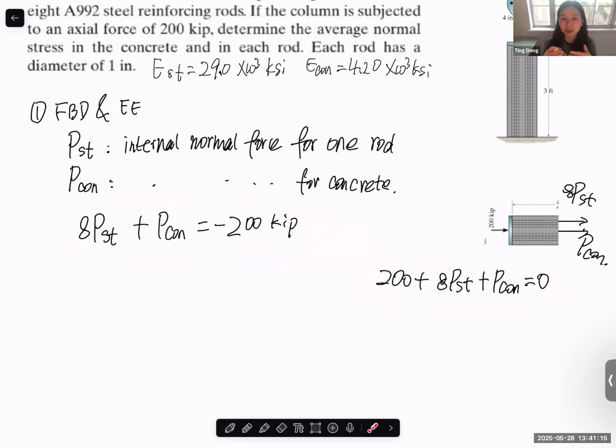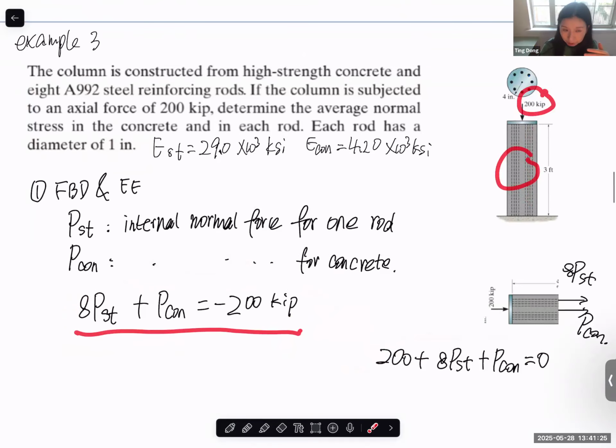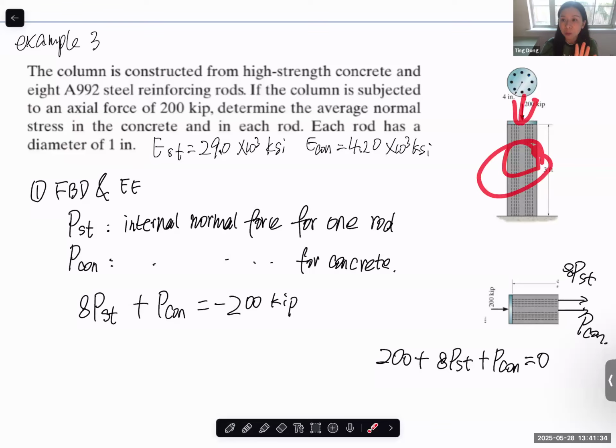I guess you guys are confused, like now everything is in the vertical direction. It should be the same. So this can be easily explained: the 200 kips is carried by both the steel rods and concrete. And since we know that when you apply a force in this way, the whole structure definitely should be in compression. There's no doubt. So now, the internal force for the 8 steel rods plus concrete should be negative 200.